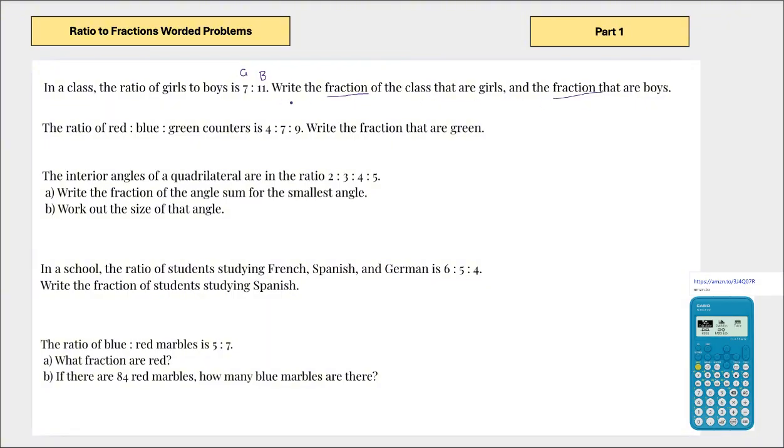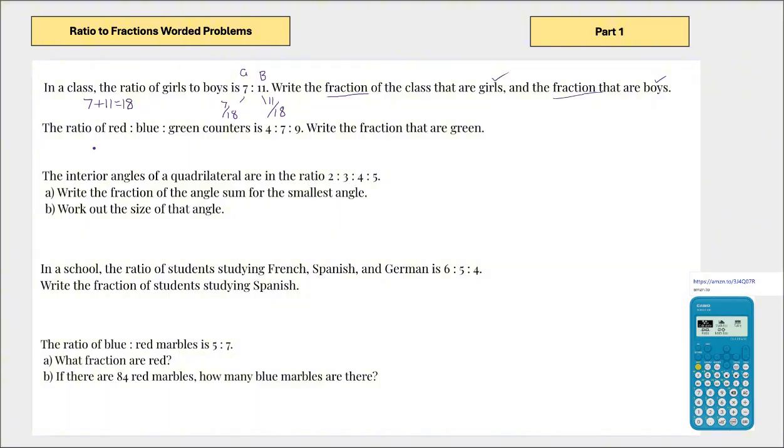Now to do that, we need to know how many there are in total. So as we do in any other question, we're going to find out how many parts there are, but in this case, it's children. So we add our 7 and 11, which gives us 18. So we now know there's 18 children in total. It's asking for a fraction, so it's not difficult. For girls, the answer is going to be 7 over 18, and for boys, it's going to be 11 over 18. And that's your answer. It really is as simple as that. It's a really easy question.